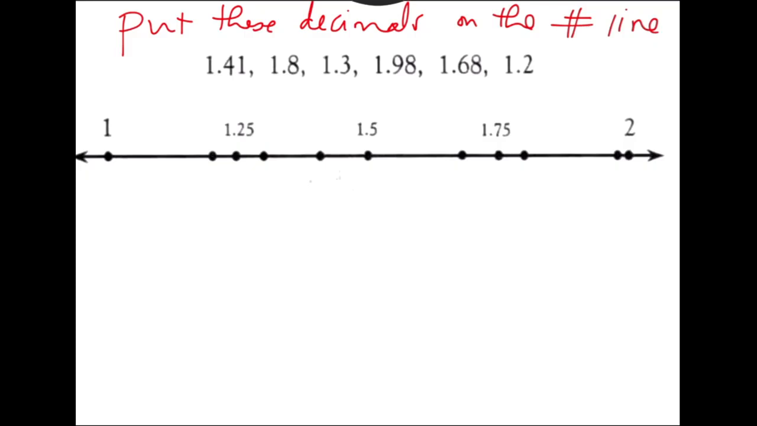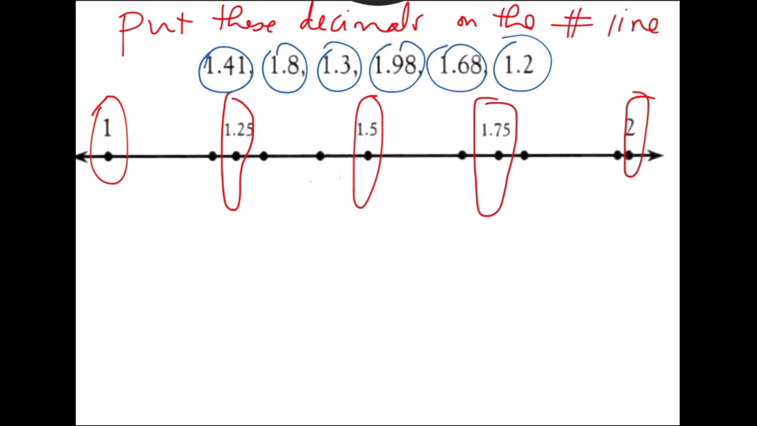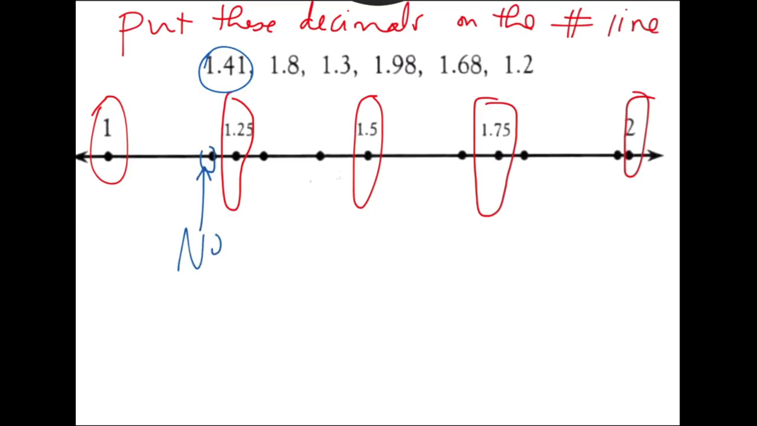Okay, so I am already given some numbers on the number line. I have 1, and then I have 2, which is right here. I have 1.5, then I have 1.75. So we're going to put the rest of these numbers on these dots that are given. So let's see. Let's start with 1.41. Where would that be? Can it be here? No, because this is 1.25 and 1.41 is greater. In fact, can it be here? No, because 1.41 has to be less than 1.5, because remember, here I have 5, here I have 4. So 1.41 is actually going to be here.